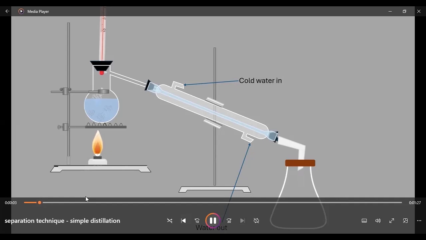Let's watch and see what happens. You can see the mixture is boiling, you can see gas rising up, and the gas is represented with this arrowhead. Now you can see the distillate is coming out in this conical flask. This will continue until all the ethanol in this container boils, and you can, of course, look at the temperature.